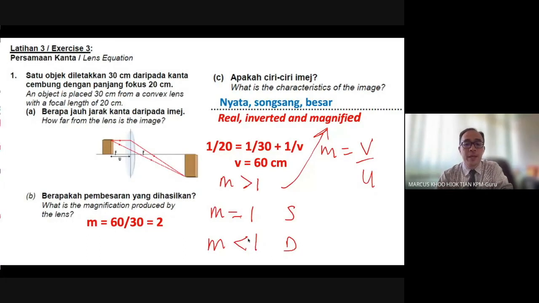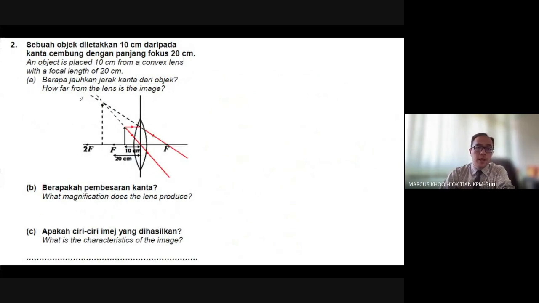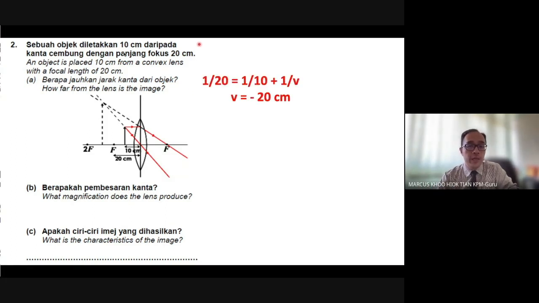Okay, yet. Let's go to the second question. An object is placed 10 cm from a convex lens. Once again, when we see the words convex lens, we need to remember that the f is a positive value. u is 10. So how far from the lens is the image? You do the calculation and you should get v equals negative 20. Correct, even when you do the calculation, you will be able to get a negative 20.